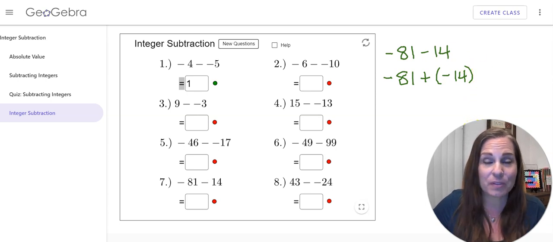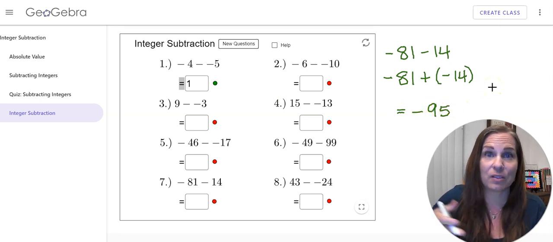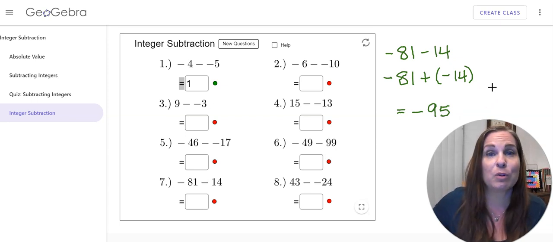-81 and -14, they're both negative. So that means that both of the arrows would go to the left. I would go to the left 81. I would go to the left another 14. Right? So I'd really be adding these numbers together. So let's see if I can do this in my head. 81 plus 10 would be 91. And then if I add 4 to that, I get 95. So I would get negative 95, because if I move 81 to the left, and then from there, another 14 to the left, I will have moved a total of 95 units to the left.